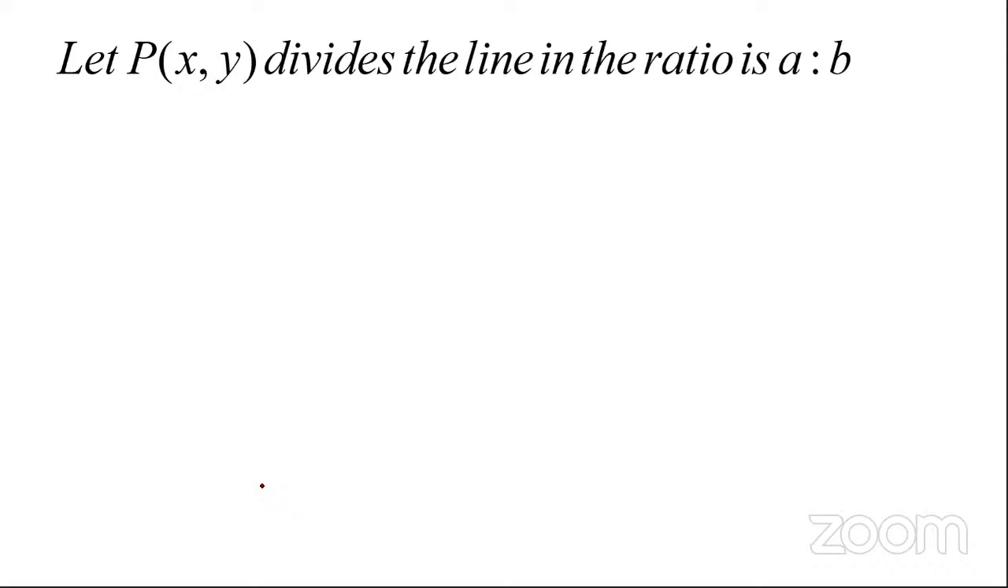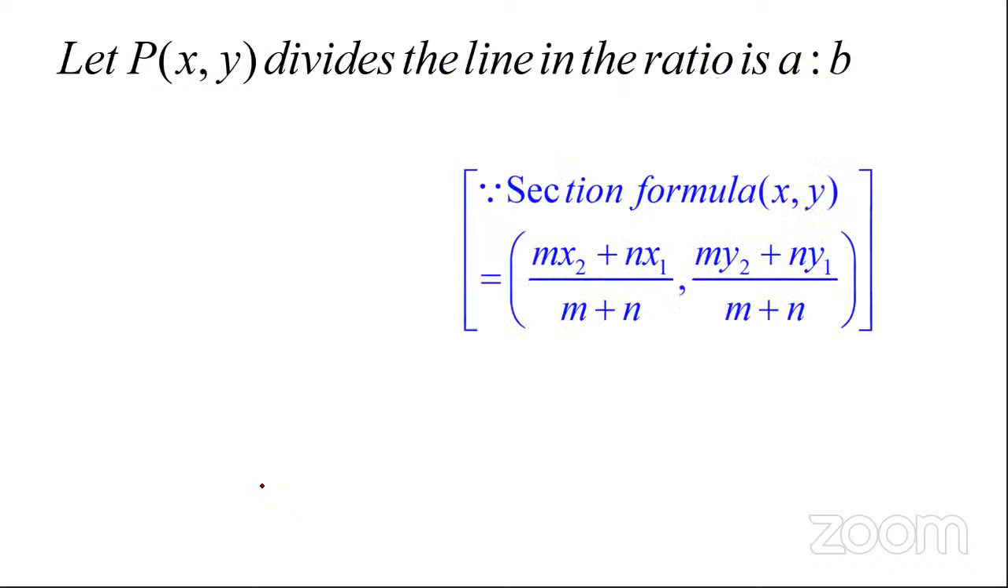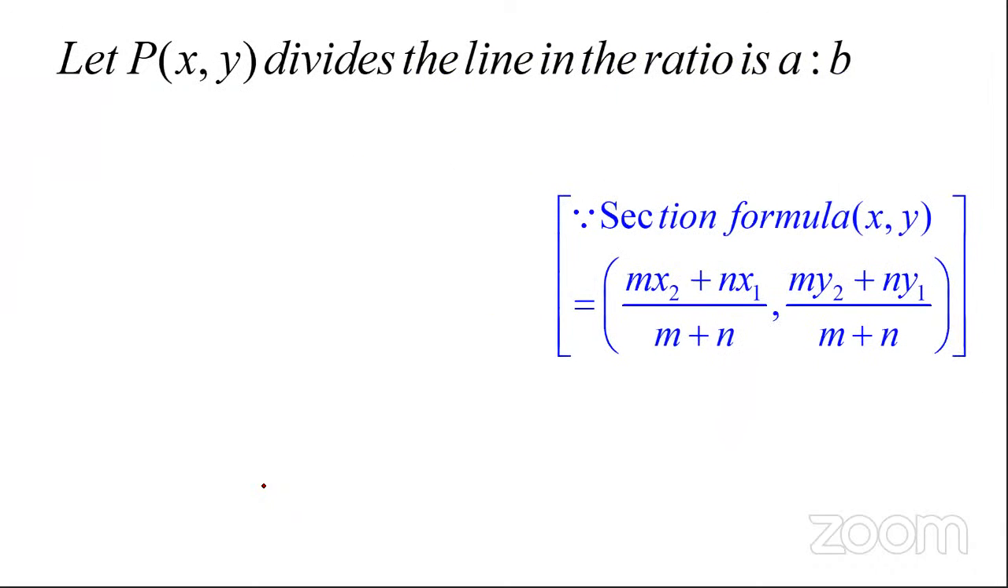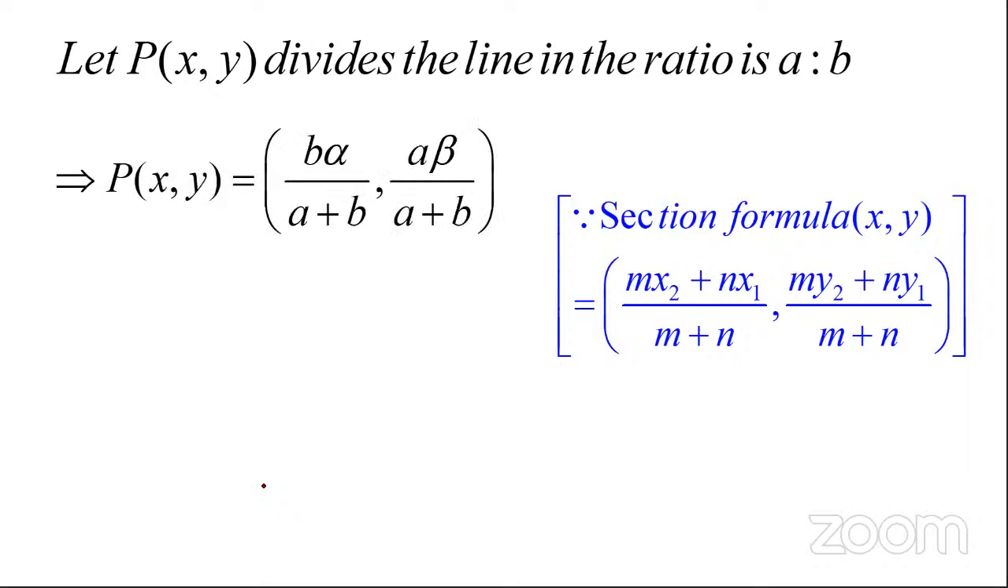Then let P divide the line in the ratio a is to b. In the question also, a marked point divides the line into two portions, a is to b. So what is the section formula? For a line divided internally or externally, if a point x comma y divides in the ratio m is to n, the formula is (mx2 plus nx1) by (m plus n), (my2 plus ny1) by (m plus n). I'm solving with P of x comma y in the ratio a is to b.